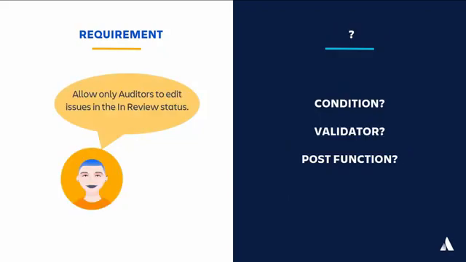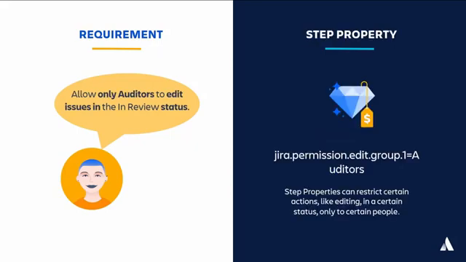Our next requirement: allow only auditors to edit issues in the in review status. Should this be a condition, validator, or post function? It should be none of those. This is actually a good example of using a step property. Step properties can restrict certain actions in a certain status and only to certain people if desired.